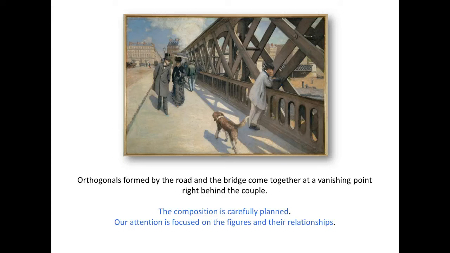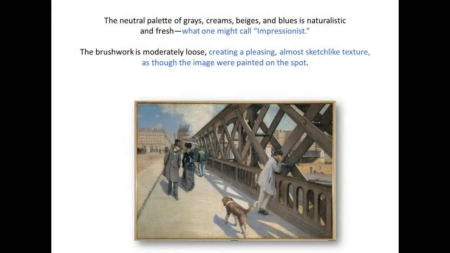Orthogonals formed by the road and the bridge come together at a vanishing point right behind the couple. The composition is carefully planned. Our attention is focused on the figures and their relationships. The neutral palette of grays, creams, beiges, and blues is naturalistic and fresh, what one might call impressionist.